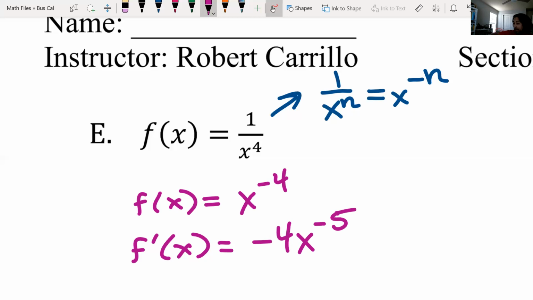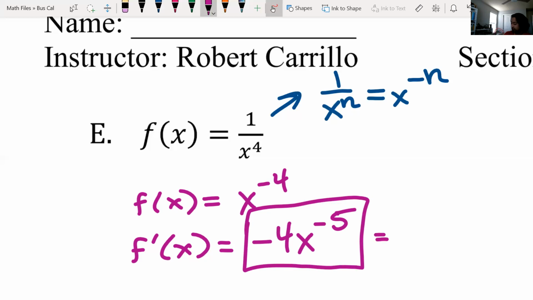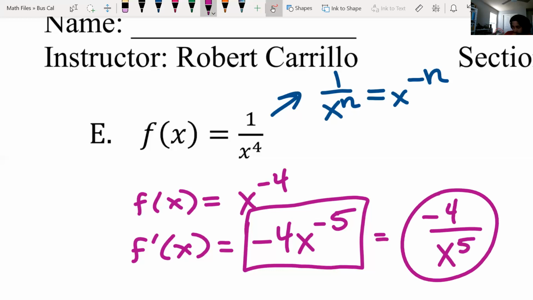Don't forget to bring the power down, right? And subtract 1. So once again, this answer is just perfect as it is. But if you have to rewrite it, you'd rewrite it as negative 4 over x to the 5th. Any questions on that one?